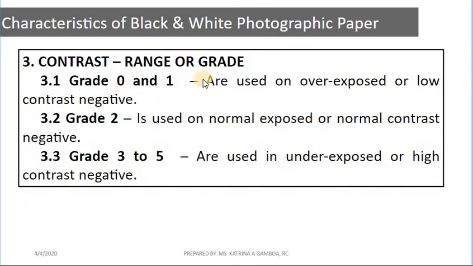Then, we also have the contrast or range or grade. Grade 0 and 1 are used on an overexposed or low contrast negative. Grade 2 is used on a normally exposed or normal contrast negative. And grade 3 to 5 are used on an underexposed or high contrast negative.